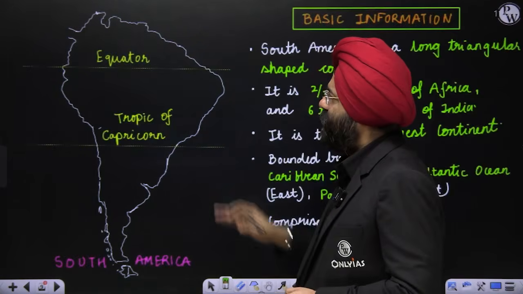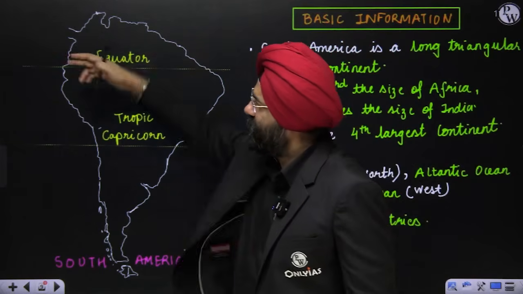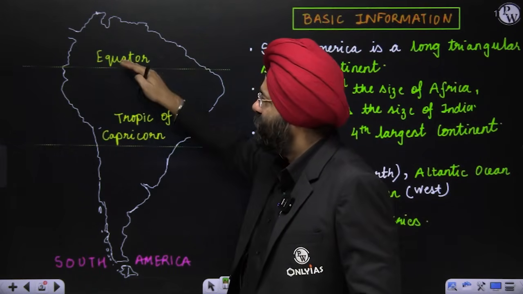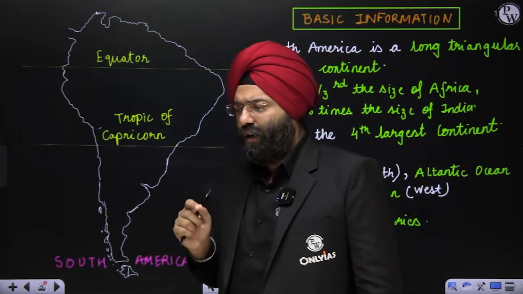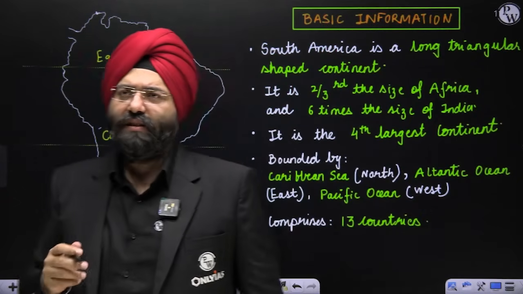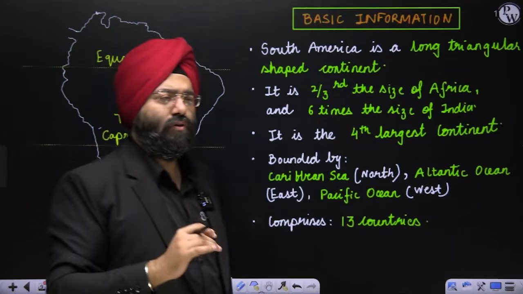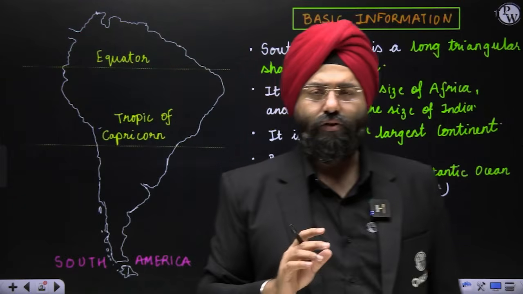So let's begin. This is the equator. That means South America is cut by the equator as well as the Tropic of Capricorn. Now this is something very interesting, right? Now in UPSC, it is very obvious that they can ask you questions related to this also, which all countries are cut. We will be doing that also, don't worry.